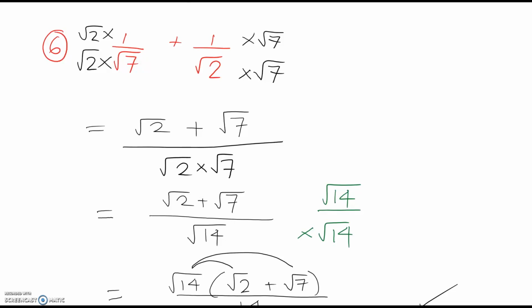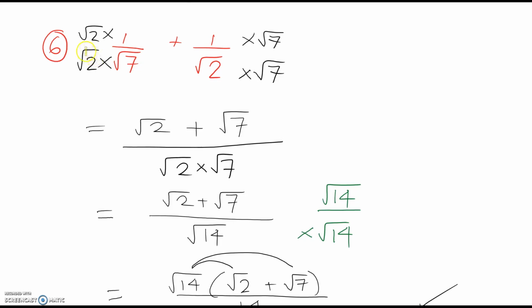Okay, so here's number 6. The original question is in red, 1 over root 7 plus 1 over root 2, and I have to simplify and rationalize the denominator. So what I've done is, because we know with two fractions when I add them and they've got different denominators, I've got to get a common denominator.